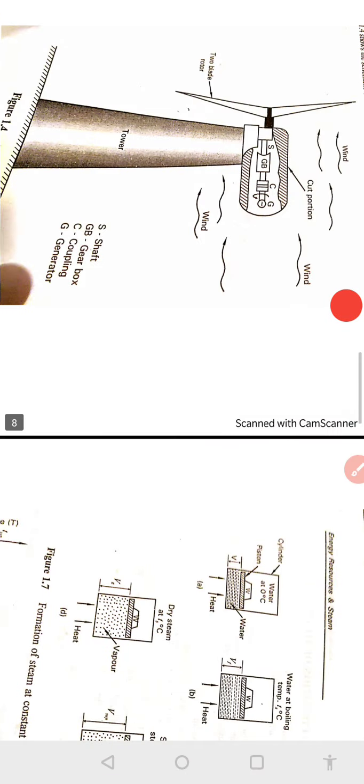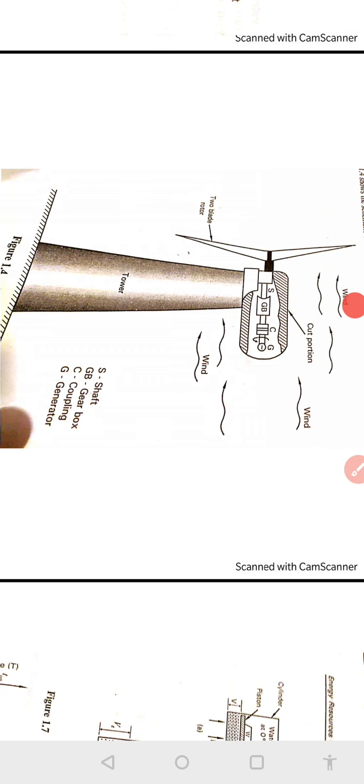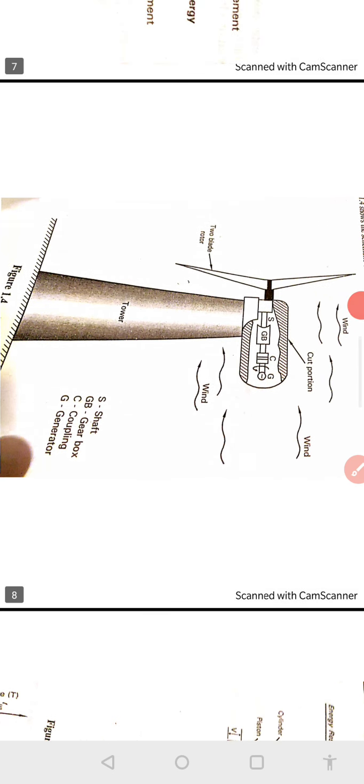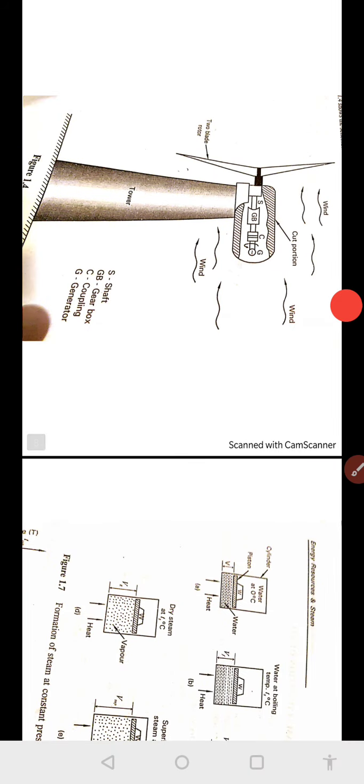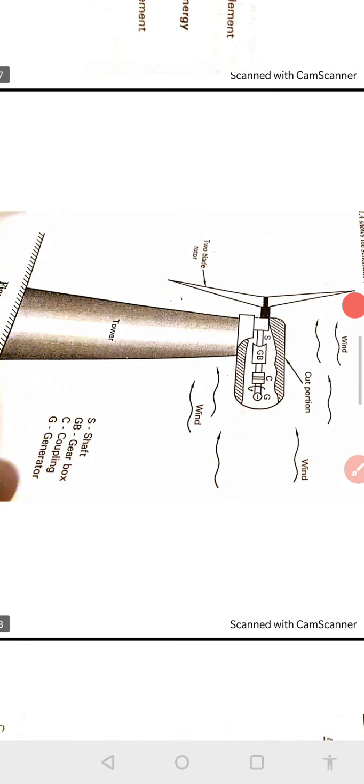So this wind power plant, what you can see here, is a huge tall structure. Mostly you will find them on hilltops, because on the hills the obstruction to air movement is less.